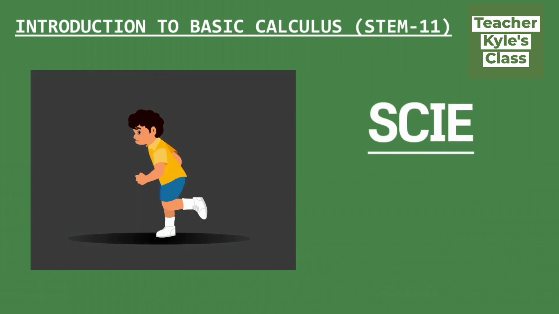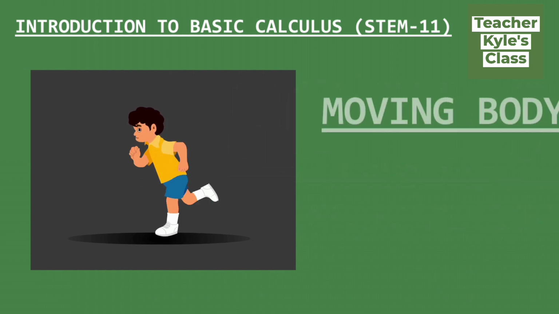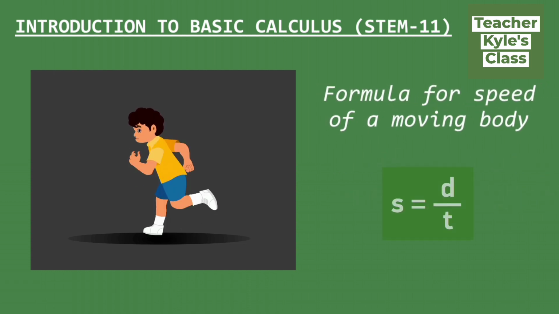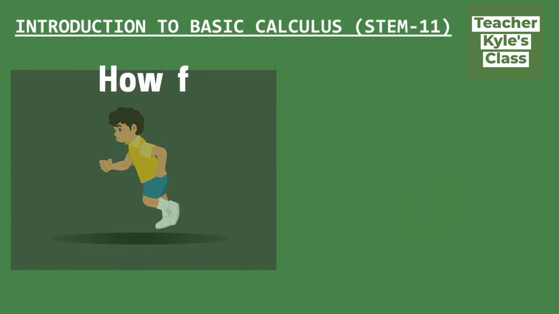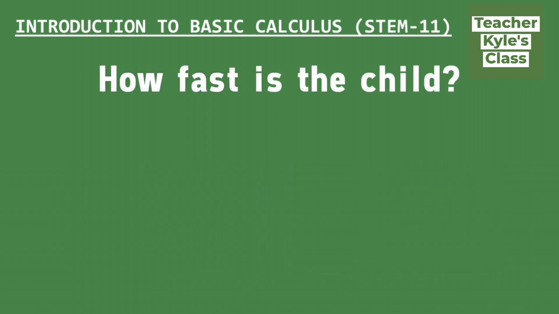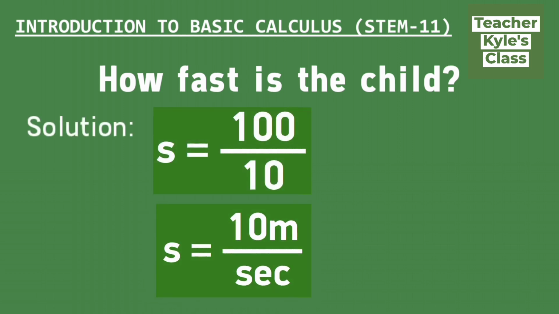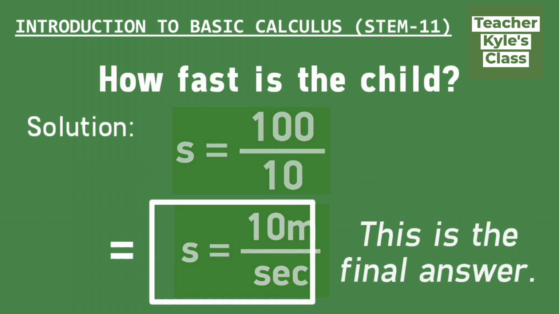In science, we also call this the speed of a moving body. When you say moving body, it refers to any moving object. The formula for speed of a moving body goes like this: speed is equal to distance over time. How fast is the child? By using the formula, we'll just plug in the values. Speed is equal to 100 over 10, speed is equal to 10 meters per second. This, the speed of a child running, is the result.